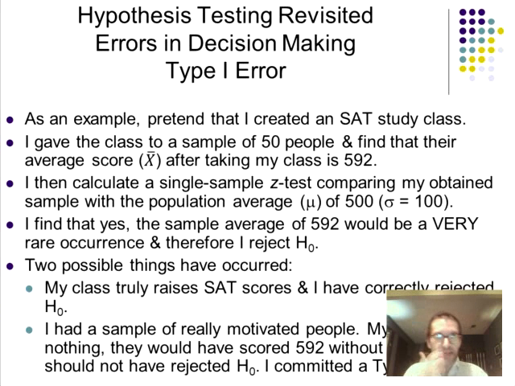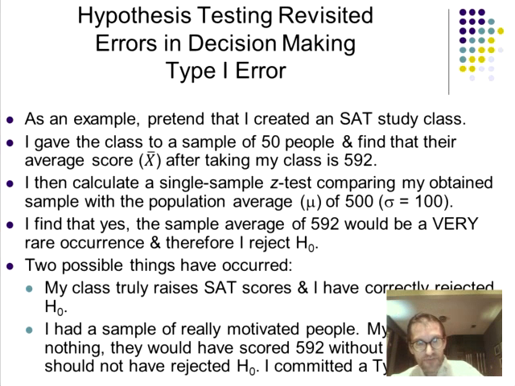Here's an interesting example. I created an SAT study class. I gave the class to a sample of 50 people and find that their average after taking my class is 592. We know this isn't true anymore, but we're going to have to go with it. Imagine the SAT score has an average of 500 with a standard deviation of 100.